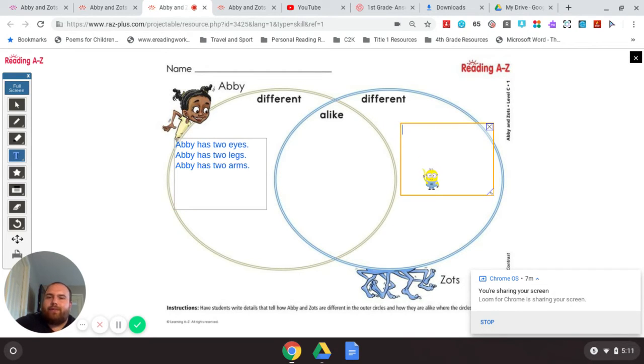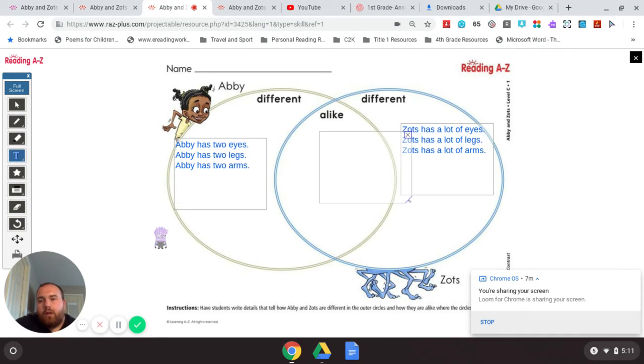How is Zats different? Zats has how many eyes? A lot of eyes. Zats has how many legs? A lot of legs. Oops, punctuation. And how many arms? Zats has a lot of arms.